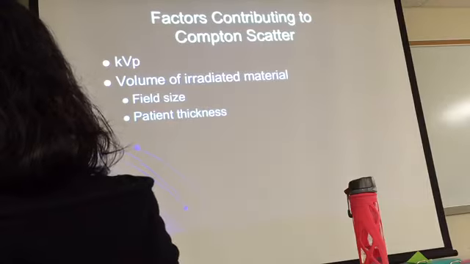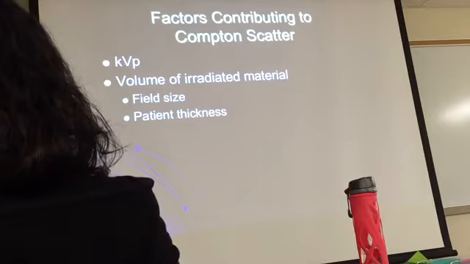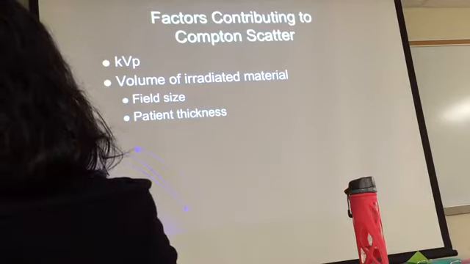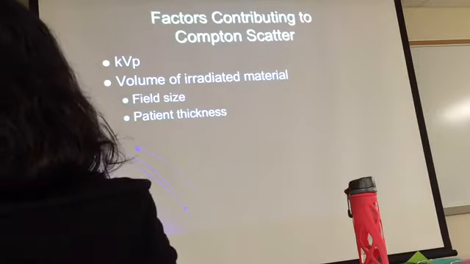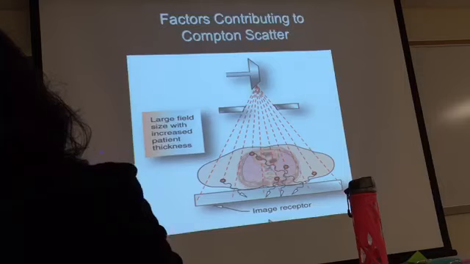All right. So patient thickness plays a big part. Part thickness. For example, your pelvis and your abdomen will create more scatter radiation than, say, your elbow or your wrist, simply because you have more tissue there. Okay? So let's take a look.